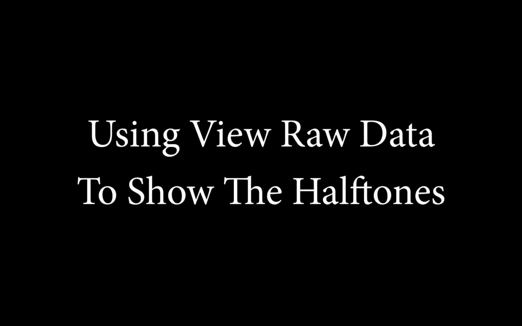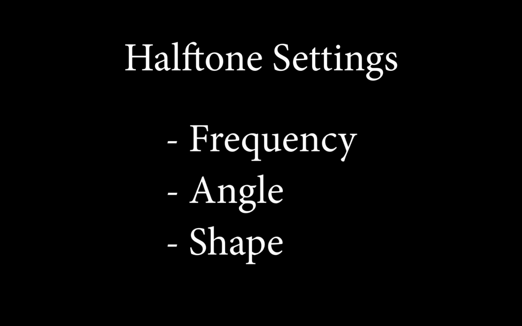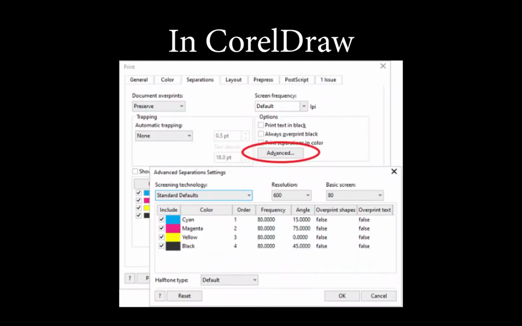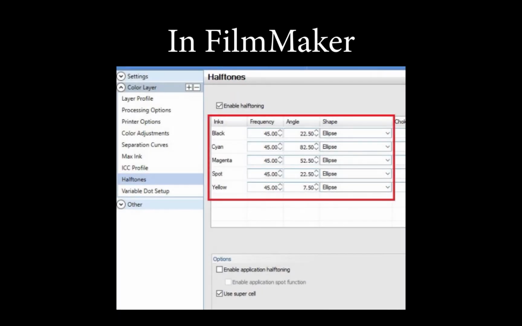In this video, we will use raw data to show the halftones that will be printed from FilmMaker. In raw data, you can see how the frequency, angle, and shape settings will affect the output before sending to print. There are two ways to control the halftone settings. One is from FilmMaker, and two is from a design application such as Corel. Some designers prefer to control these settings from their design applications, while others prefer to use FilmMaker.